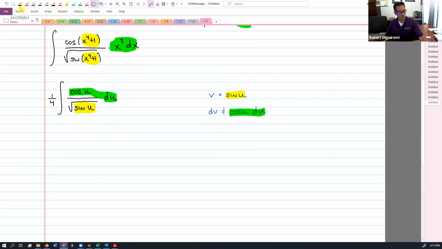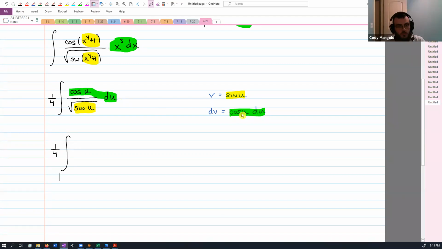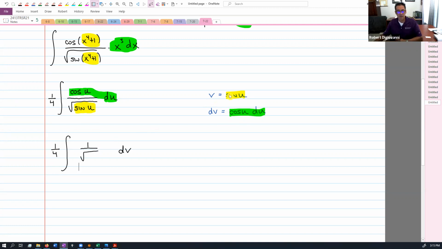So now what I can do is rewrite it. 1/4 integral. Okay, the green part becomes what? dv. I'm going to slap that to the outside. If that goes to the outside, I still have a 1 on top, and on the bottom I have the square root of the yellow part, which is v. And now that becomes the integral of v to the -1/2 dv. So just rewrite that, bring it up.